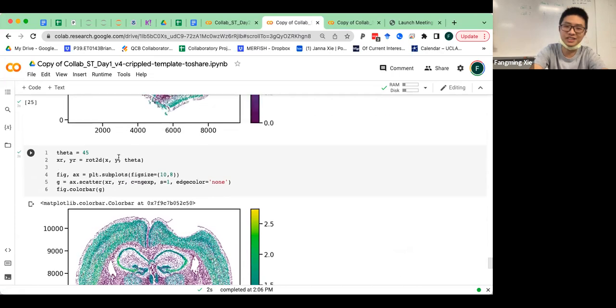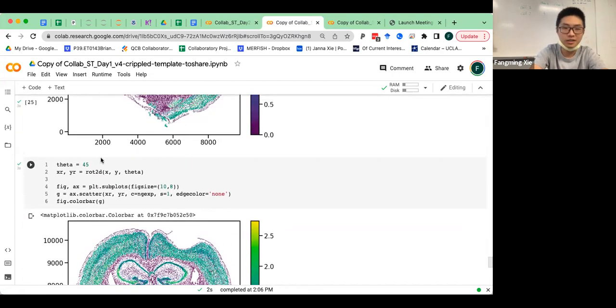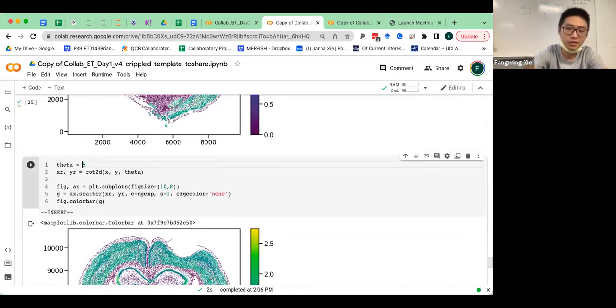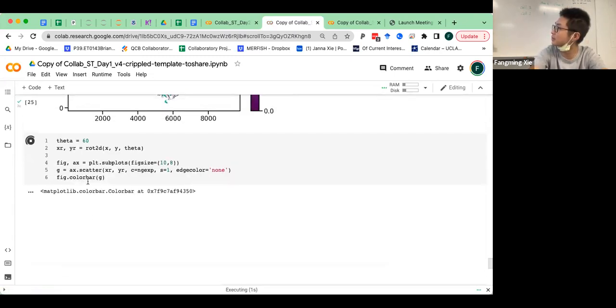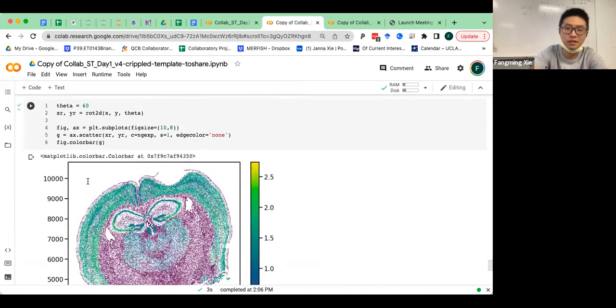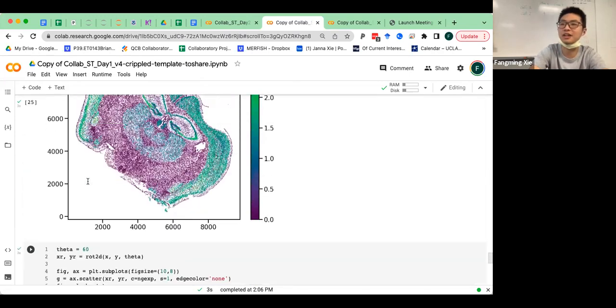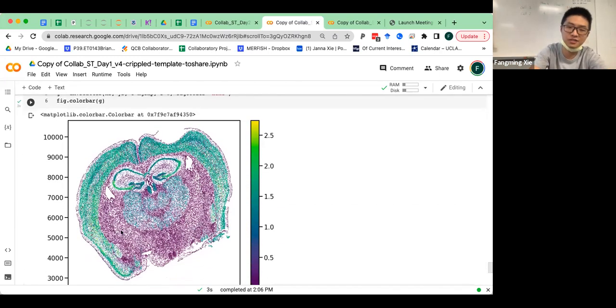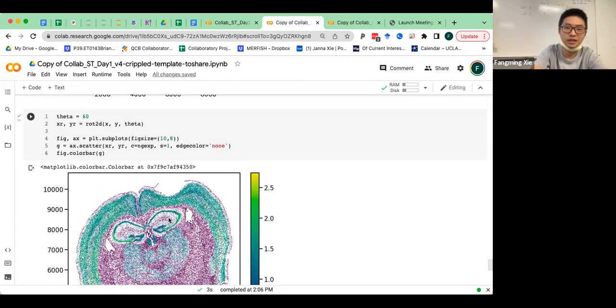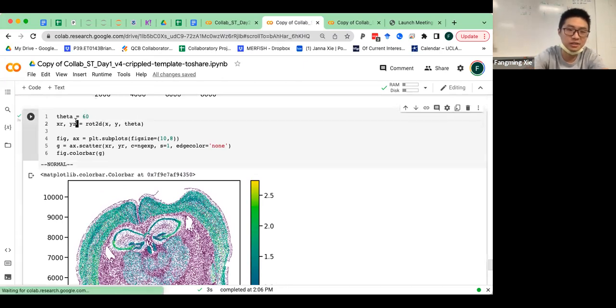Actually, it rotates back pretty well. So let's try a different angle, say 60 degrees. What happens? You see it overcorrects itself. It's rotating from here in a counterclockwise fashion, and if I put 60 degrees, it moves here. So it's actually working. Okay, so how do we decide which theta to use?